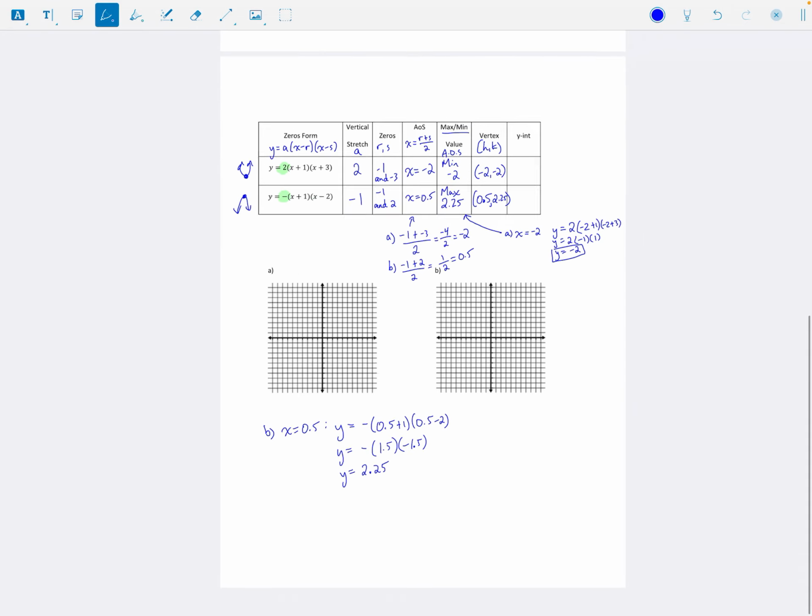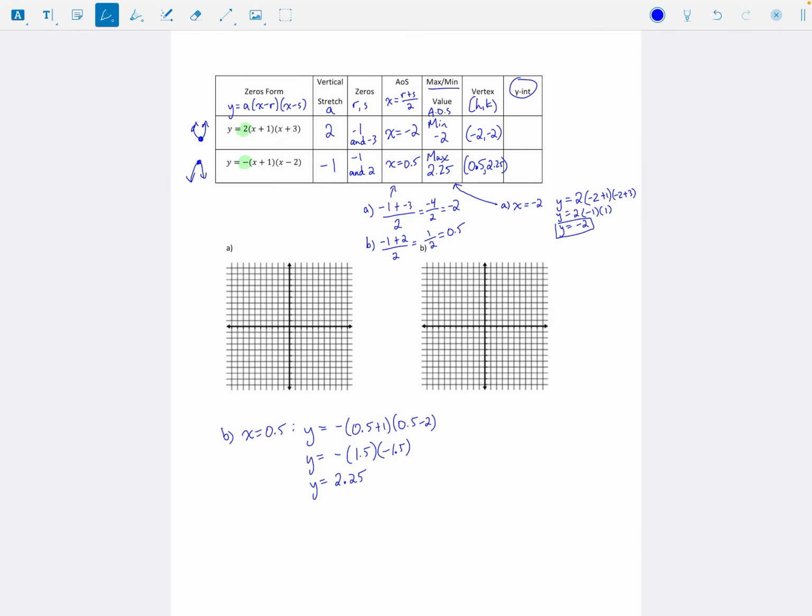All right, we're almost done here with this chart. Last thing here is the y-intercept. Well, y-intercepts always happen when x equals 0. So we're going to go into A here, and we're going to take care of this y-intercept. So x equals 0. So we got y equals 2, 0 plus 1, 0 plus 3, just copying out the equation. So that's 2 times 0 plus 1 is 1, and 0 plus 3 is 3. So y equals 2 times 1 times 3, which is 6.